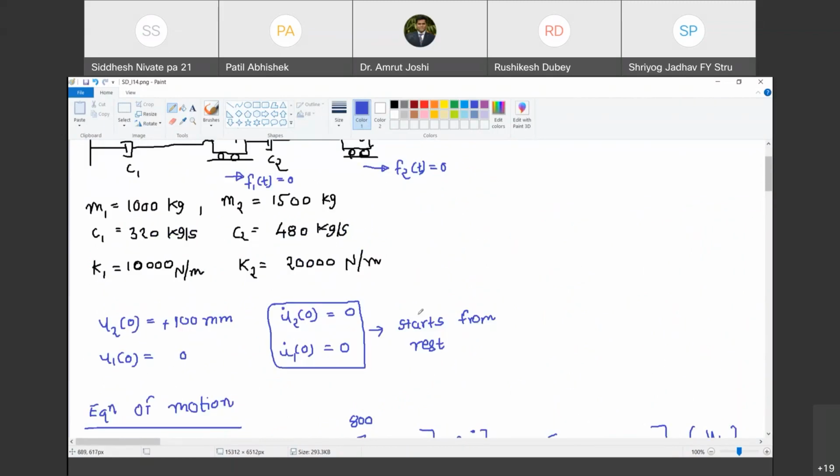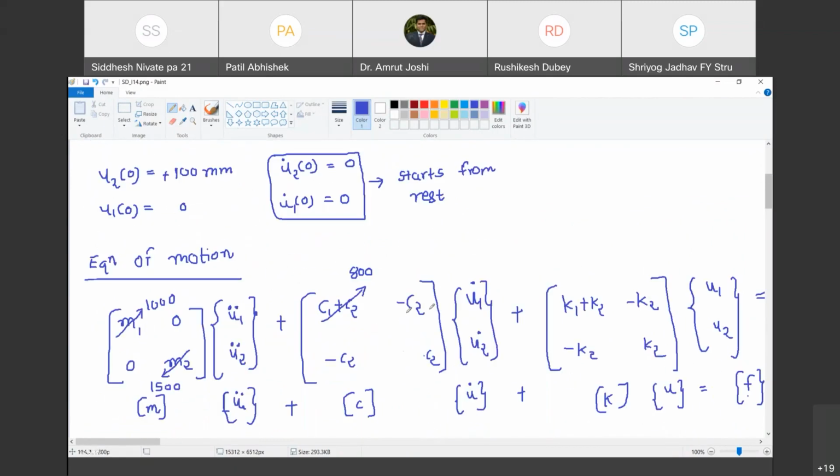What is the value of C2? C2 is 480. So this is going to be minus 480. This is also going to be minus 480. And the value of C2 is going to be 480.